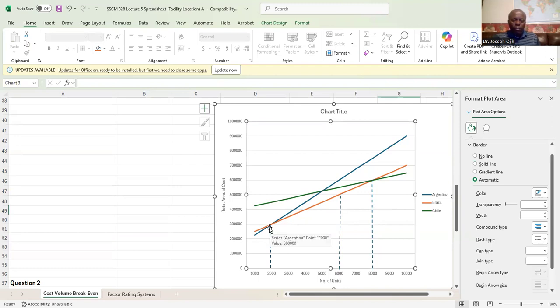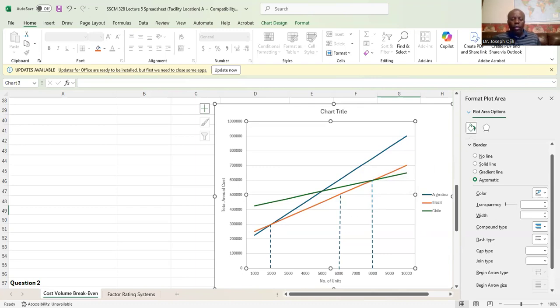At that point, Brazil, because the red one, has the lowest total annual cost. At 6,000, this is right here. It's still Brazil as well. But once you get to 8,000 and above, the green one, which is Chile, will now have the lowest cost. If you go there, in that case, Argentina, the lowest cost at this one is too high.